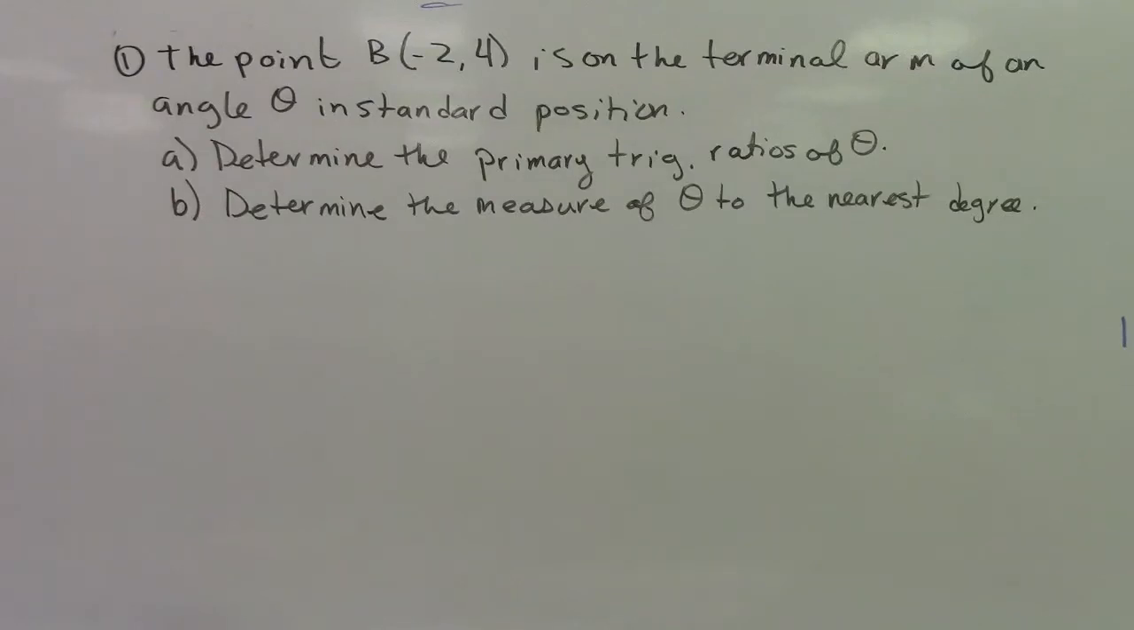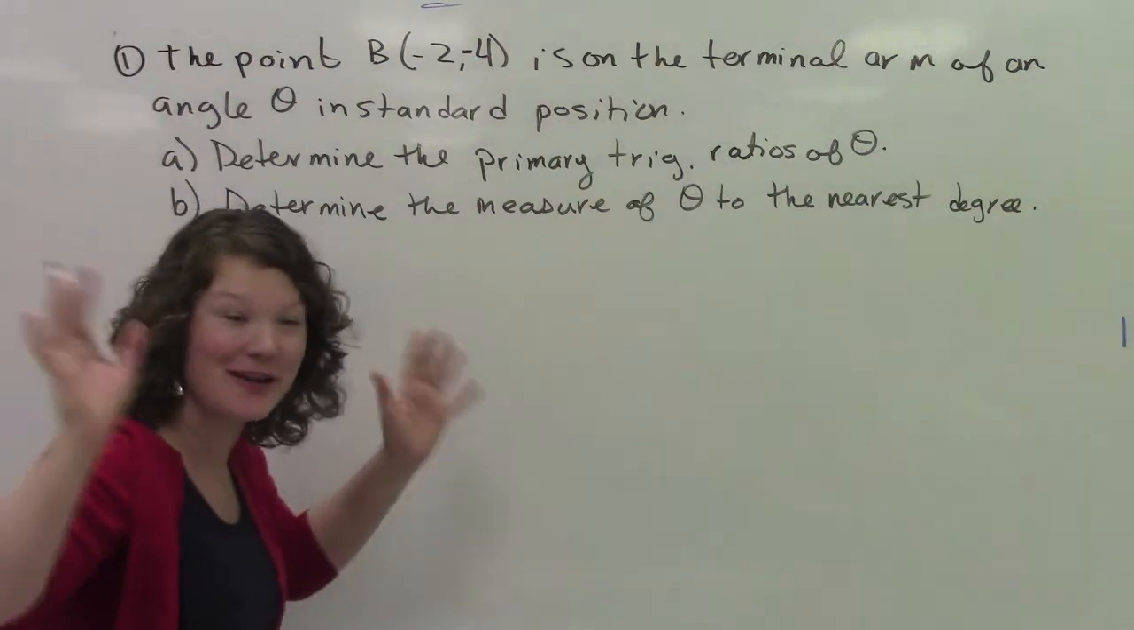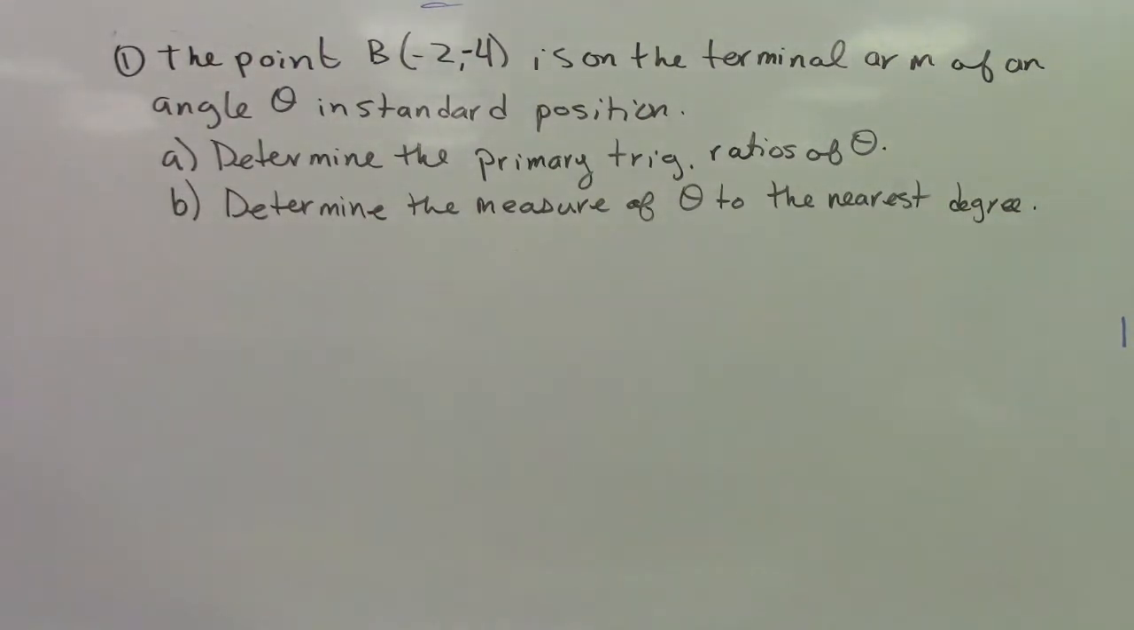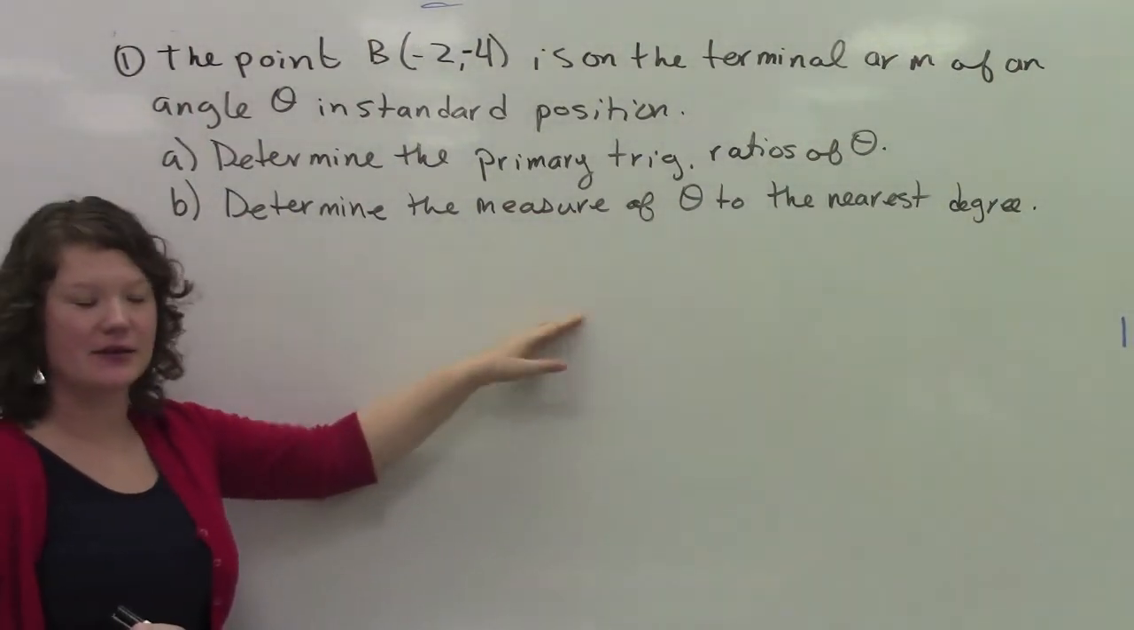The point B(-2, -4) is on the terminal arm of an angle theta in standard position. A, determine the primary trigonometric ratios of theta, and B, determine the measure of theta to the nearest degree.